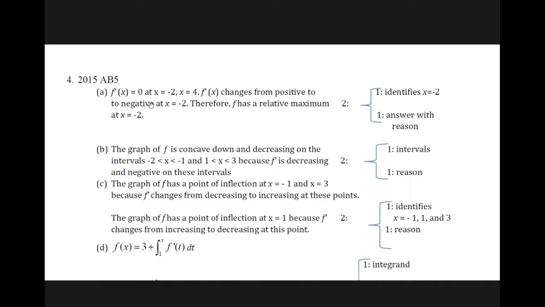If you only had one interval, you could not earn the interval points. So you had to have both intervals to earn that point, and you had to have a reason, and your reason had to have f prime is decreasing and negative. You had to make sure you specified f prime.